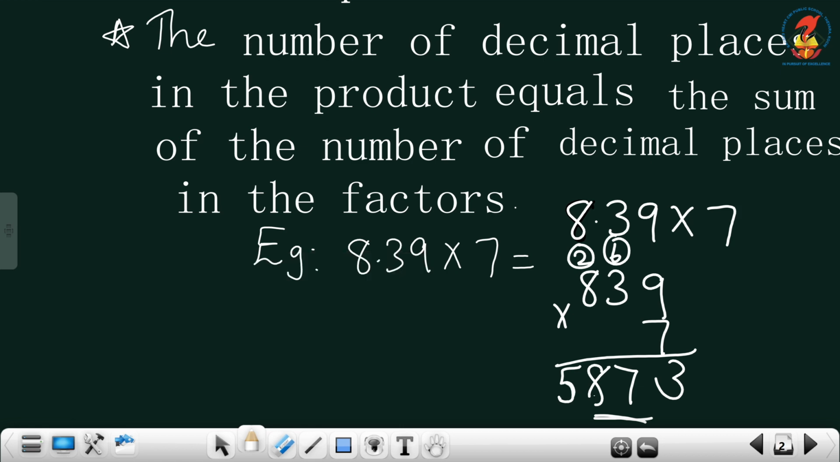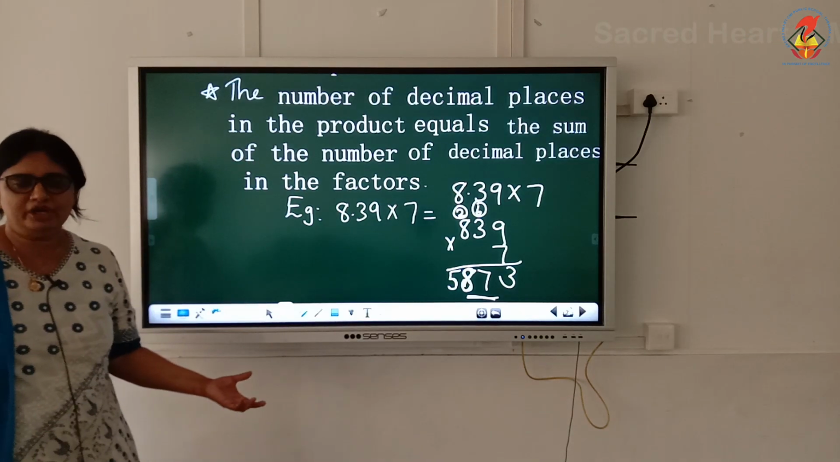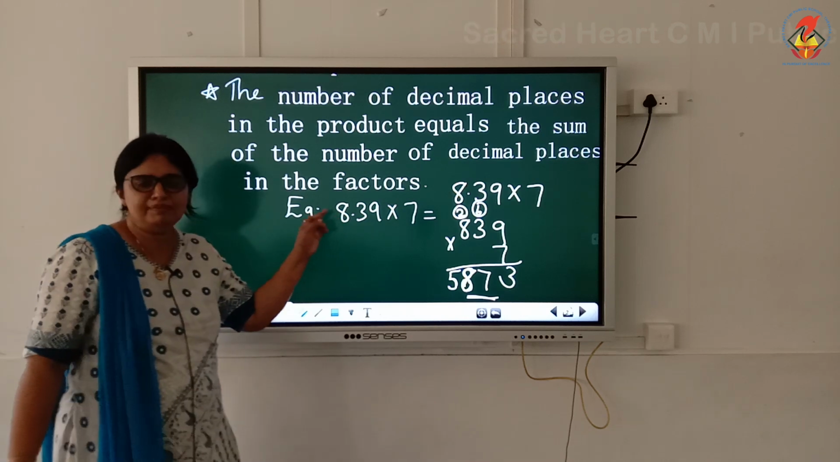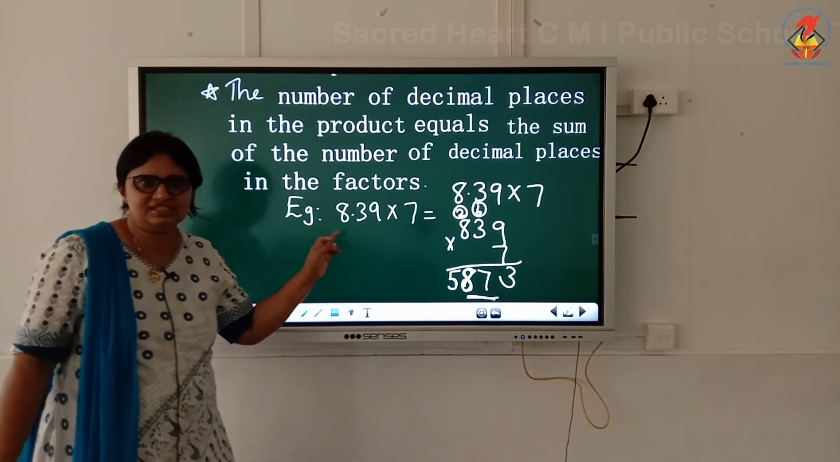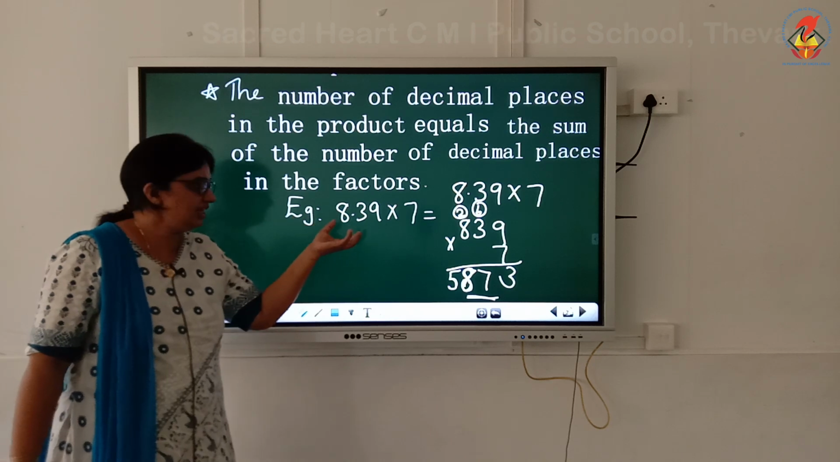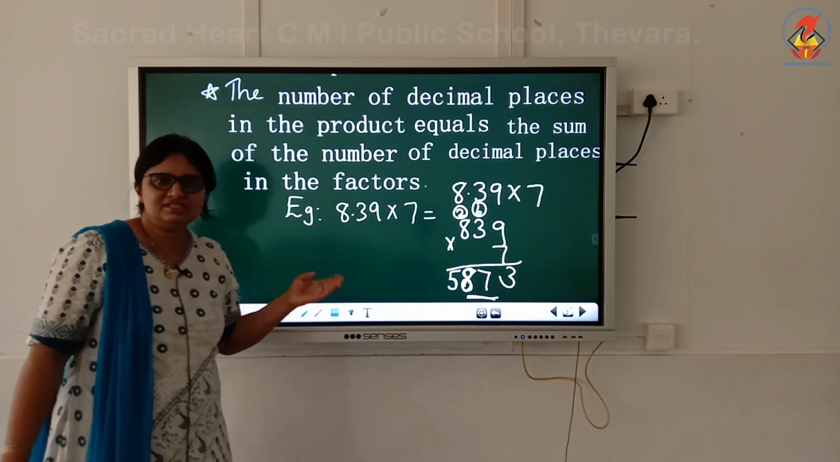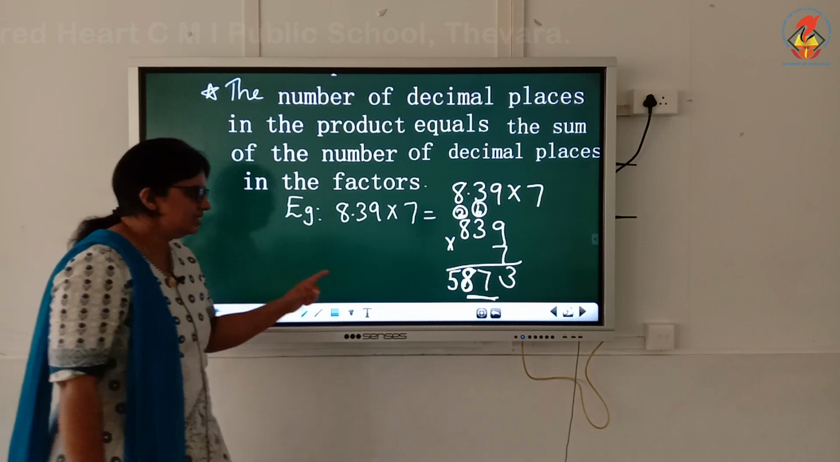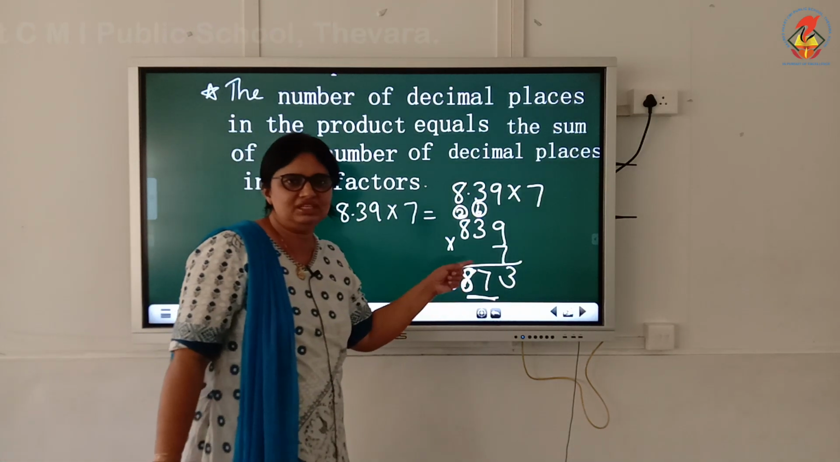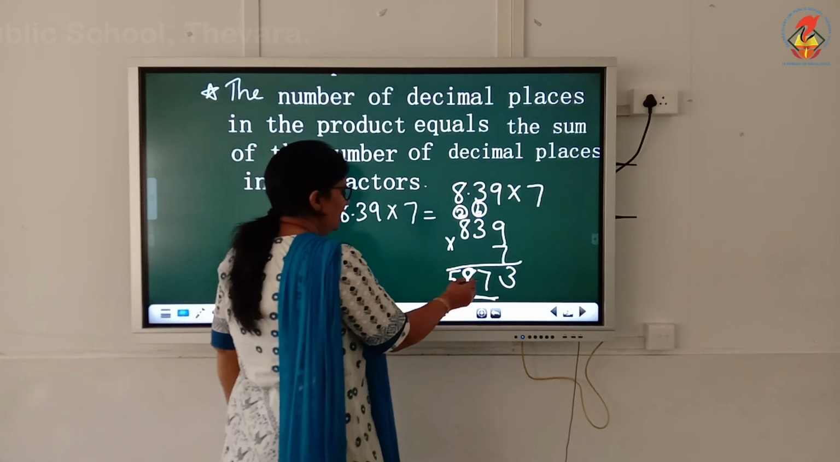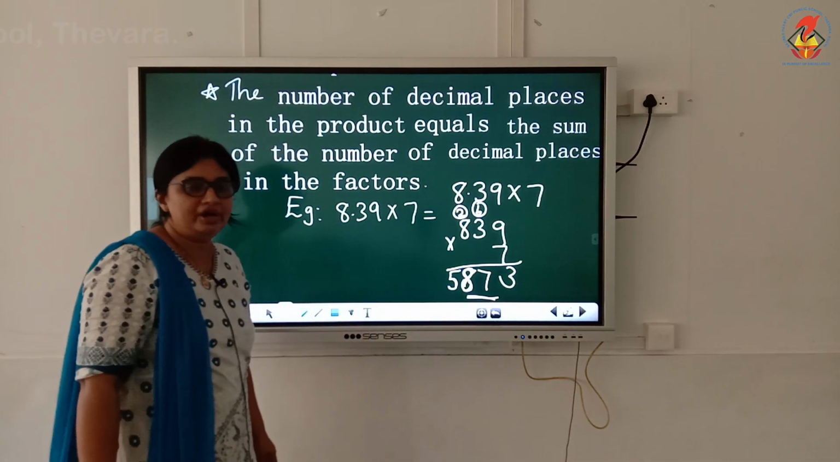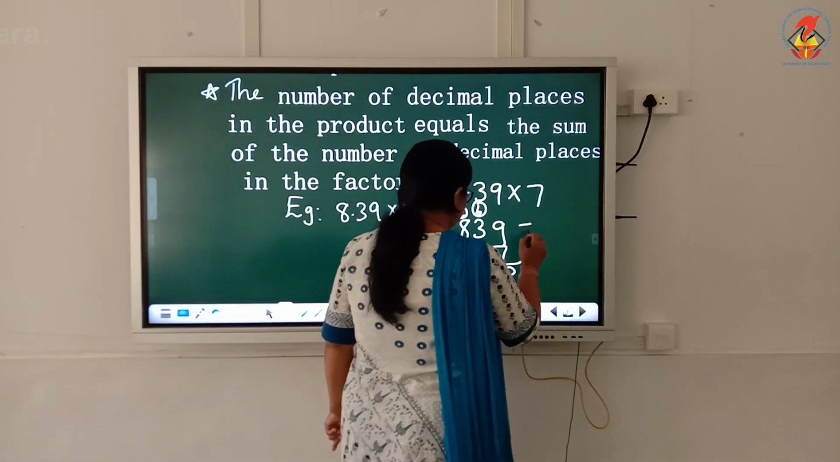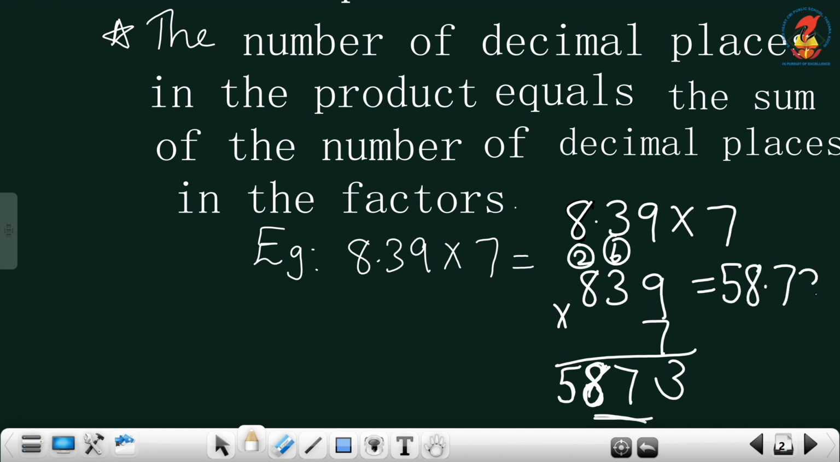And after that, what do we want to do? Here we need to put the decimal point, right? How can we put the decimal point? First, I need to count the number of decimal places in the factors. Here the factors are what? 8.39 and 7. How many decimal places are there? 2 decimal places. So that's why I need to put 2 decimal places in the product also. And then the answer will become what? 58.73. That is the answer. Is it clear?